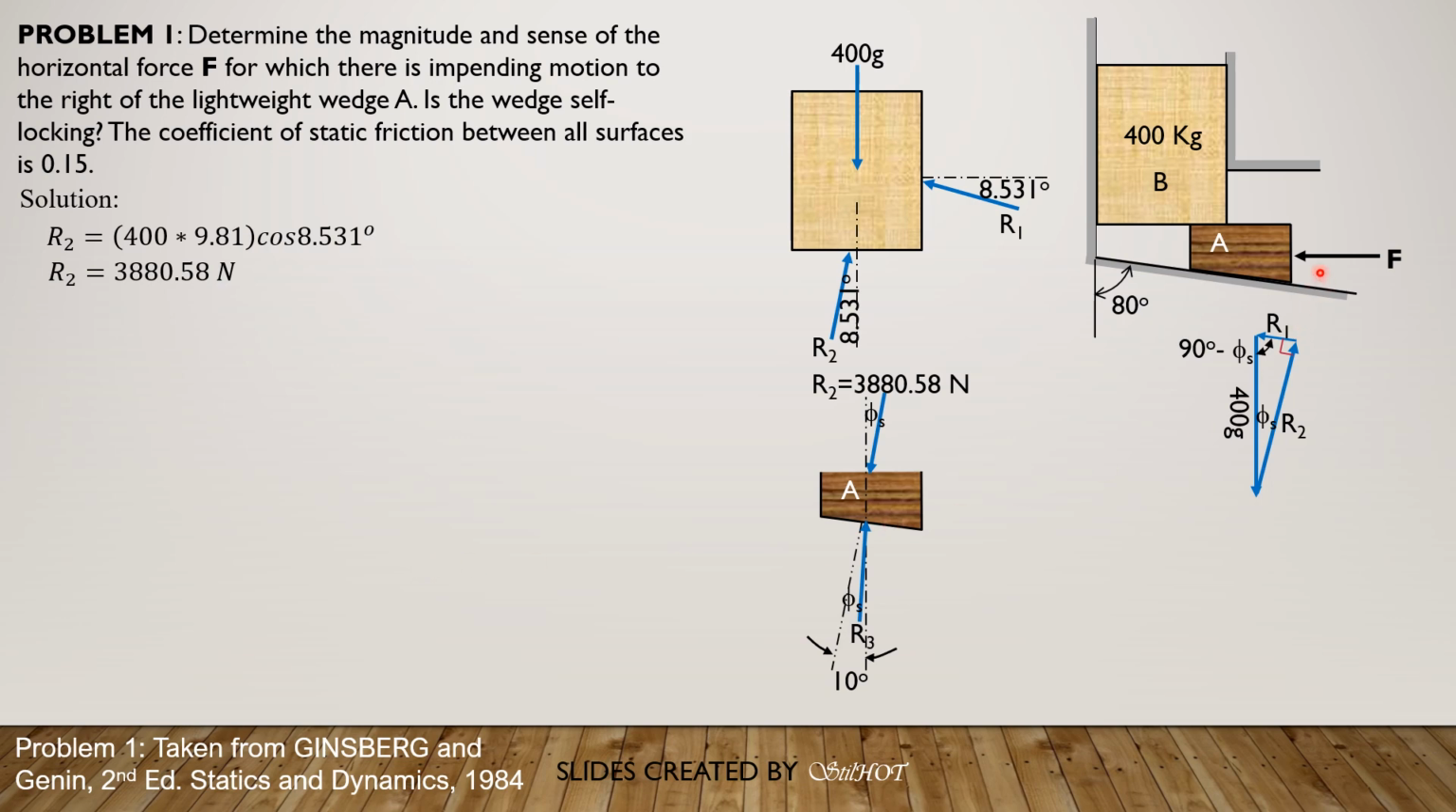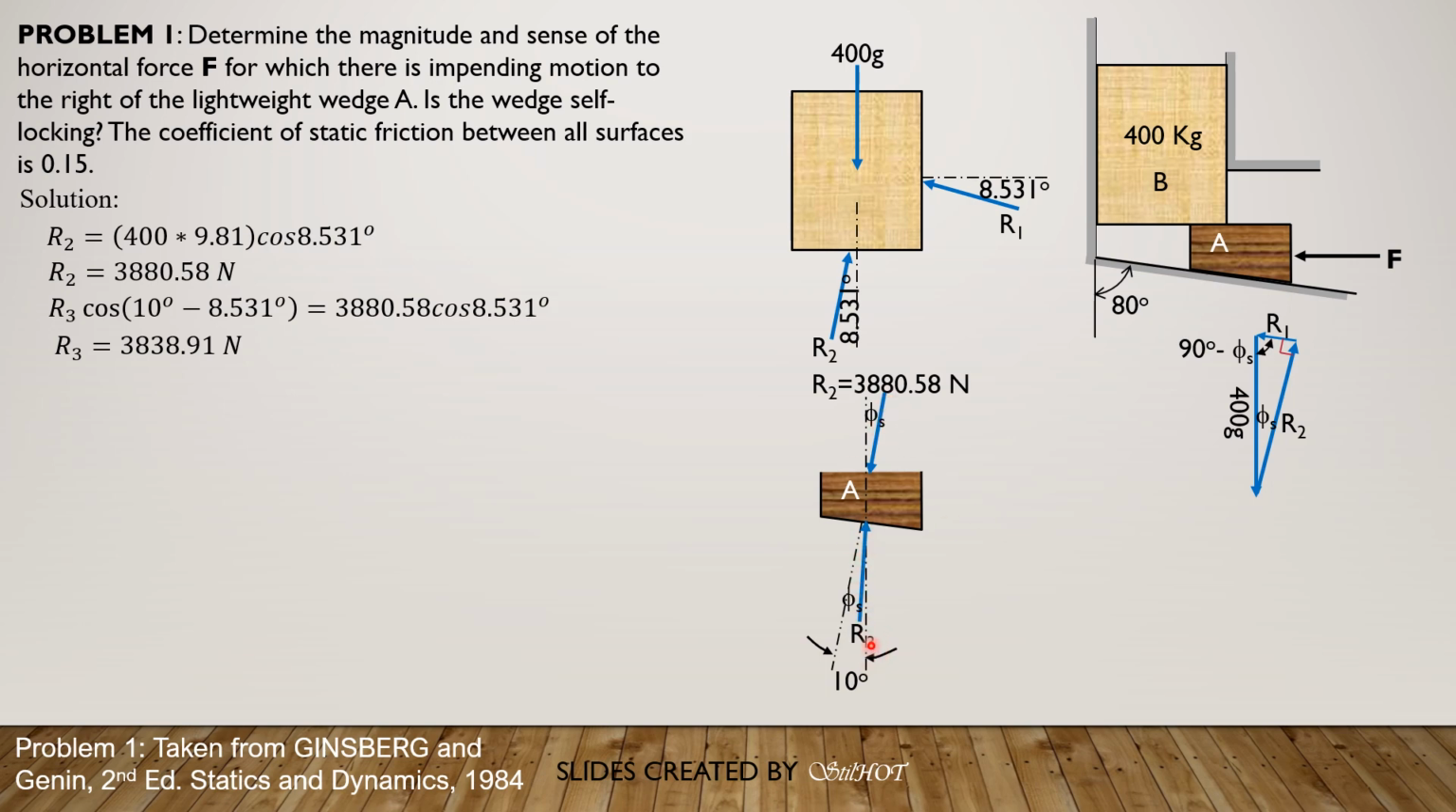So not considering the force F first, let's solve for R3. Summation of forces in y equals 0. So R3 cosine of (10 minus 8.531), the very small angle there, equals 3880.58 times cosine of phi_s, which is 8.531. So R3 therefore is 3838.91 newtons. Then, because 3880.58 is greater in magnitude than R3, the x component of R2 is greater in magnitude than the x component of R3, which is to the right.